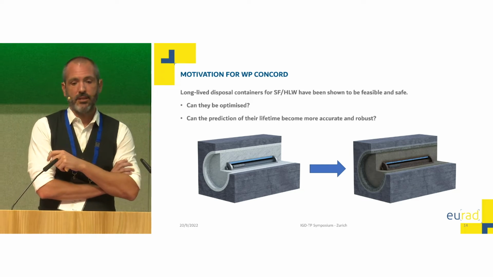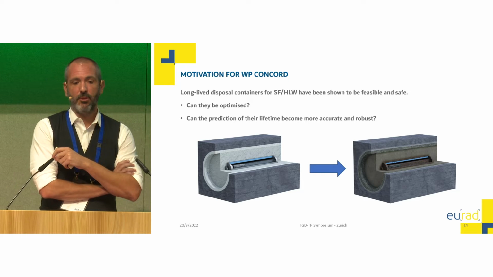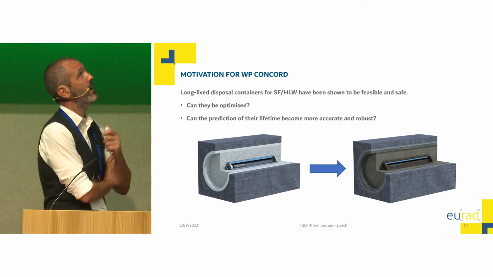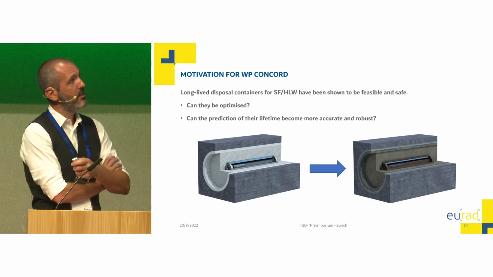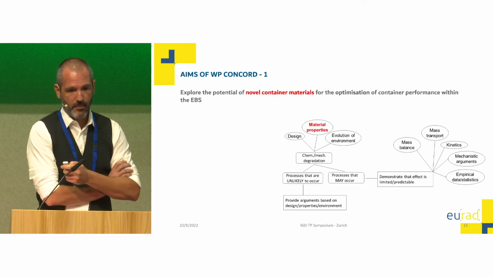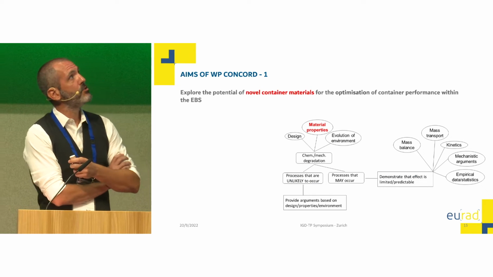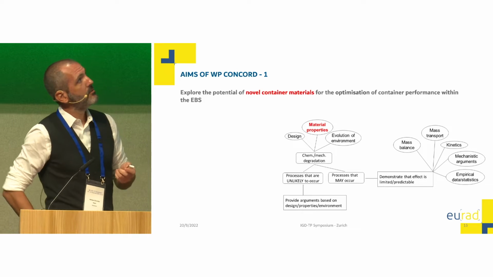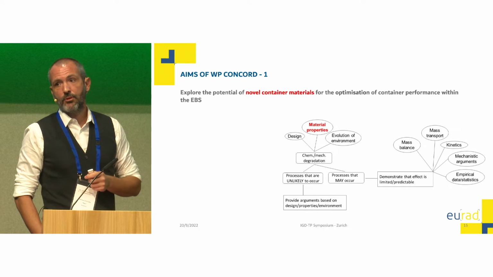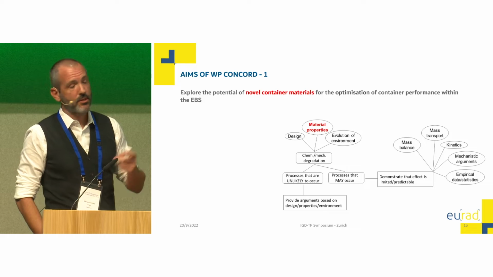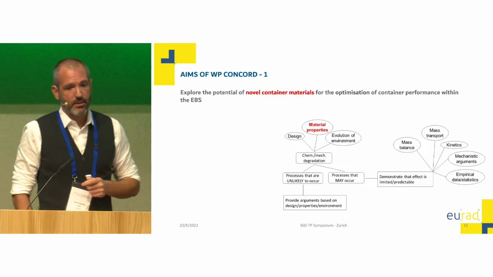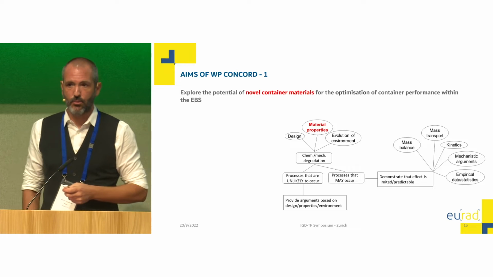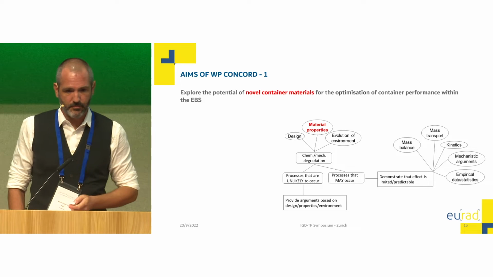Spent fuel canisters that are safe enough and feasible exist today, but can they be optimized, and can the prediction of the lifetime be more accurate and robust? And Concord is doing work in three of those aspects. First of all, in trying to make more corrosion-resistant or longer-living canisters, we're looking at material properties. We want to explore the potential of new container materials to optimize the canister lifetime.